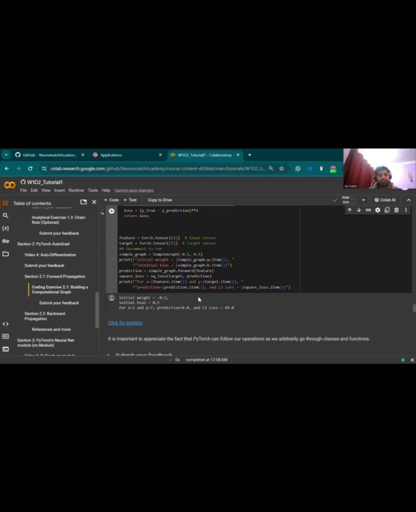Okay, so we're seeing for x equals 1 as input and y equals 7, which was our target tensor, the prediction has come to 0.0 and the loss is 49. So you can see our loss is very high, so it was not able to predict the actual value.